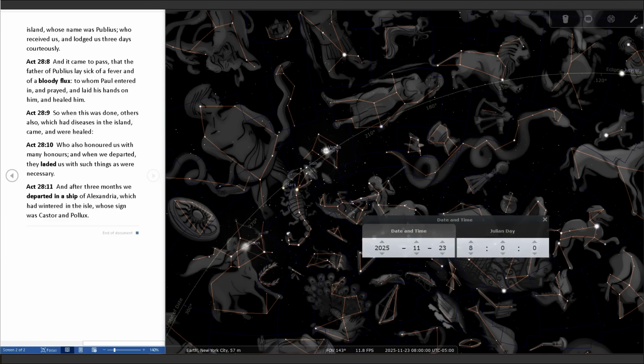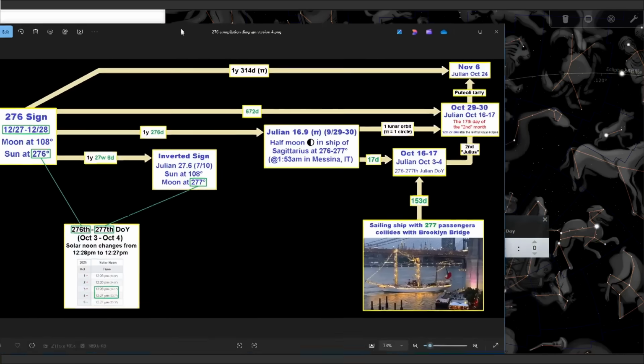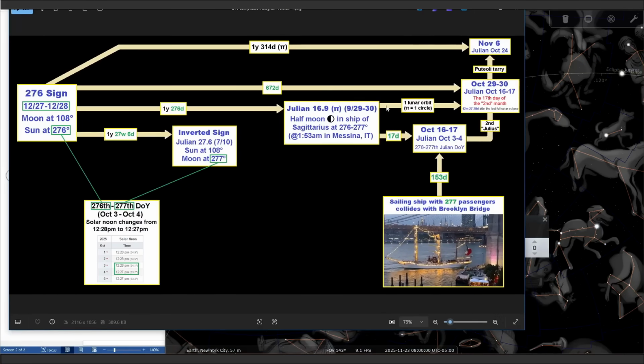That celestial position is also interesting because the last Acts 27 and 28 related celestial sign we received was that first quarter moon right in the ship of Sagittarius at exactly 276 to 277 degrees. So that could have been a hint that the rapture happens when the moon is in the ship of Sagittarius. And on top of that, it happened on Julian Pi Day.